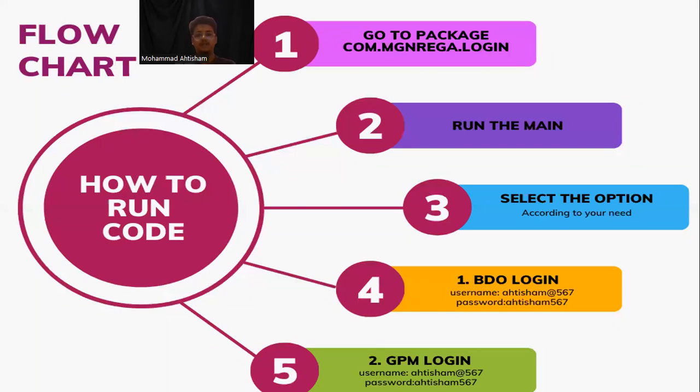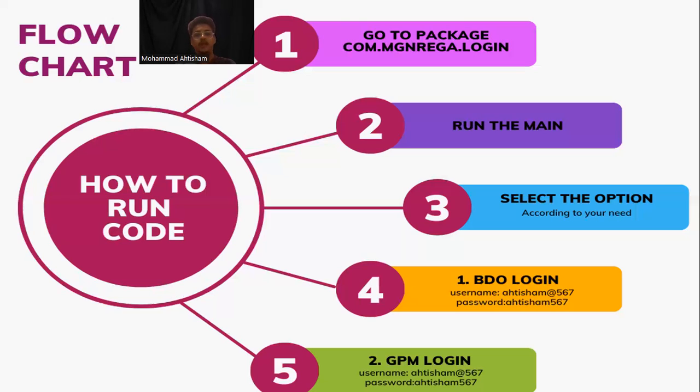The first step is to go to the packages and then go to the com.mgnrega.login package. After entering this package, the second step is to run the main class in com.mgnrega.login. Then the third step is that you are able to see the console appearing on the right side in the IDE, that is STS, and you are able to see select options. According to your needs, you can choose whatever you want.